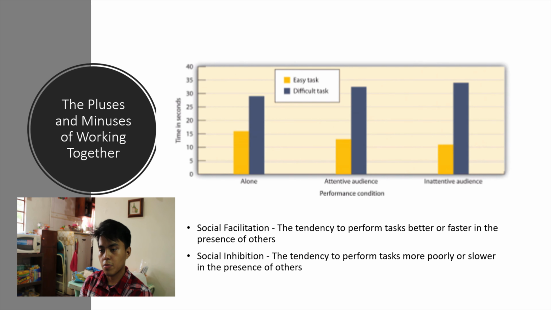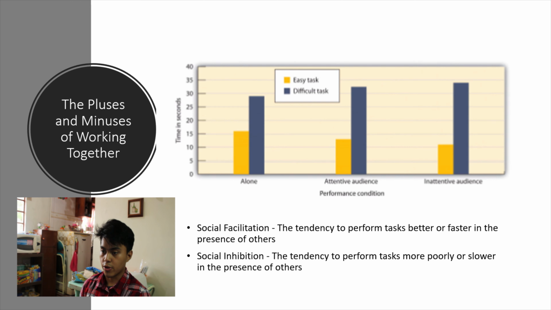So next is the pluses and minuses of working together. Not all persons are the same in group work. One favors doing the task alone, and one favors doing it in a group. So there's what we call social facilitation. It is the tendency to perform tasks better or faster in the presence of others, while social inhibition is the opposite of that, in which tasks are performed poorly or slower in the presence of others.